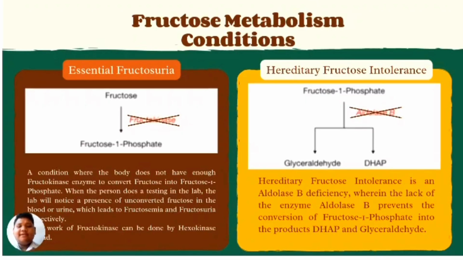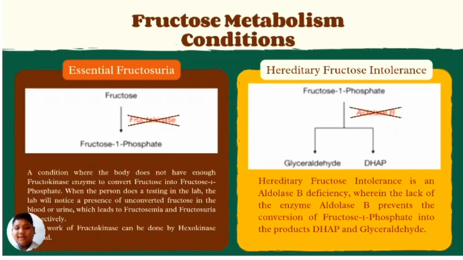Next, hereditary fructose intolerance. This is an aldolase B deficiency condition wherein the lack of the enzyme aldolase B prevents the conversion of fructose 1-phosphate into the products of glyceraldehyde and DHAP. This becomes a problem because the conversion of fructose to fructose 1-phosphate requires ATP along with the enzyme fructokinase.